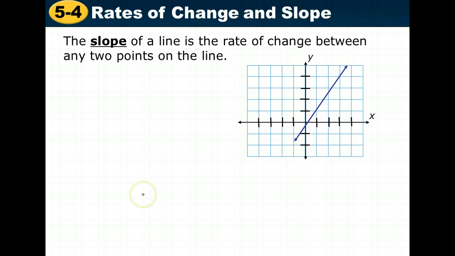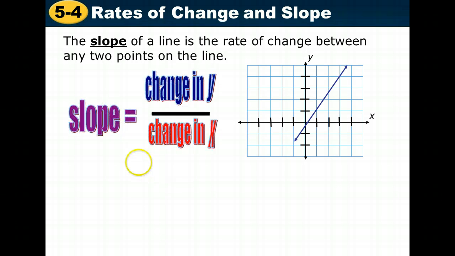Okay, so now the rate of change is also called the slope. Now the slope of a line is the rate of change between 2 points on the line. For the rate of change, we usually will use 1 point, but for the slope we want to get 2 points because we're trying to see the steepness of the line, how steep the line is. Okay, again, to find slope we need to do the change in y. That's called the rise.